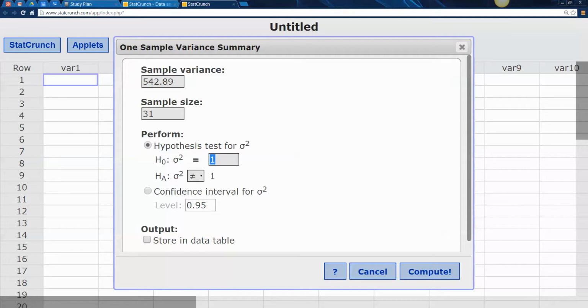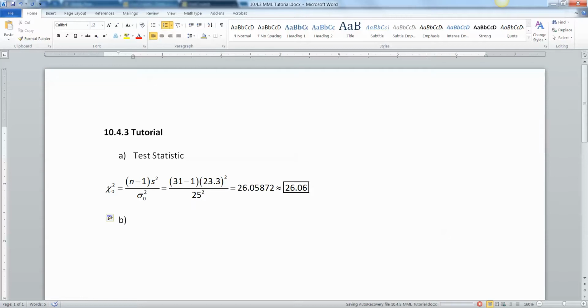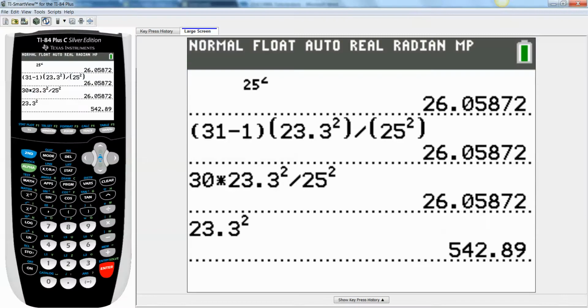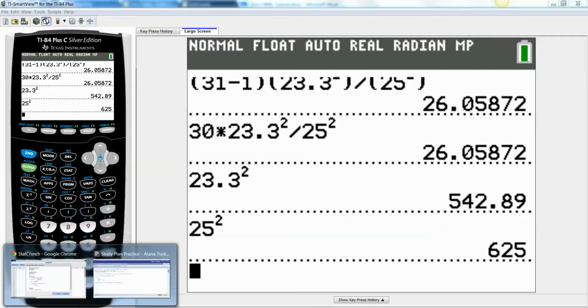Now what are we testing? Well, be careful here. This is sigma squared. It's talking about variance. It's pretty standard for computer programs to work off of variance, not standard deviation. It's just easier for the computer programs. So what we want is to know what 25 squared is, because that was our sigma 0 value. Sigma naught, the sigma from the null hypothesis, was 25. So when you square that, you get the null hypothesis variance, which is 625.